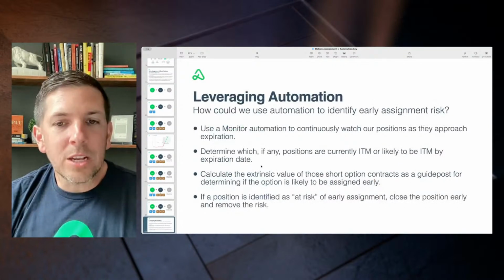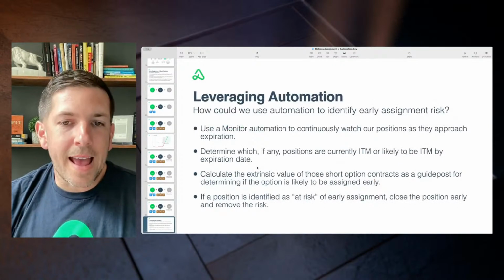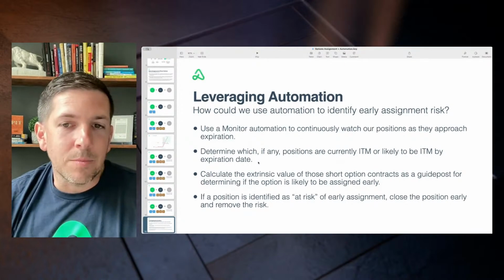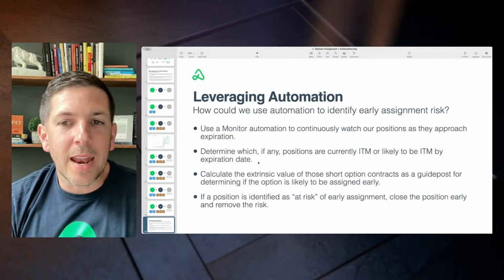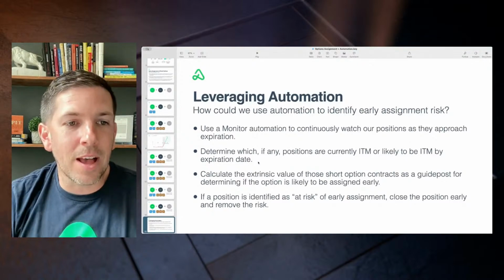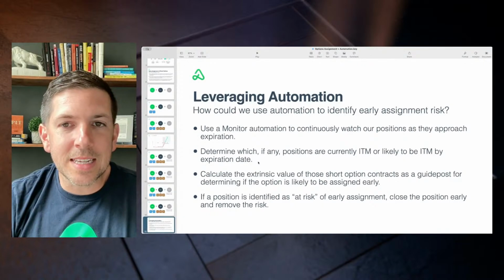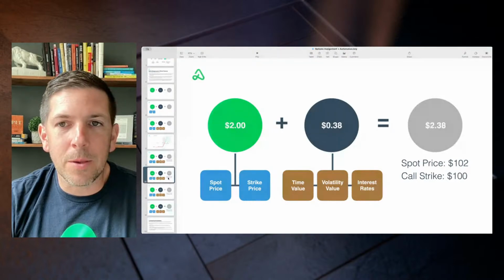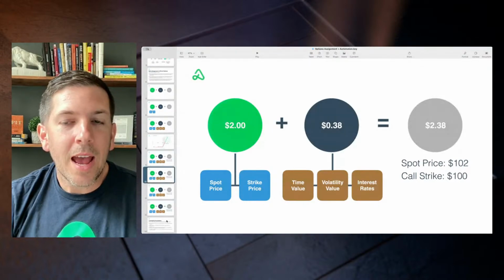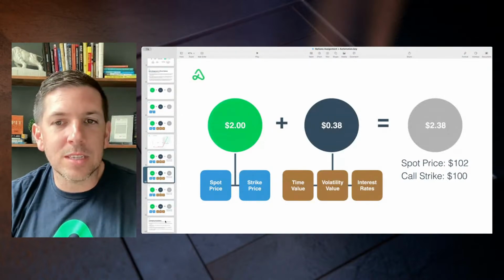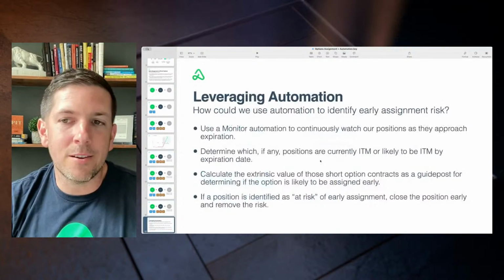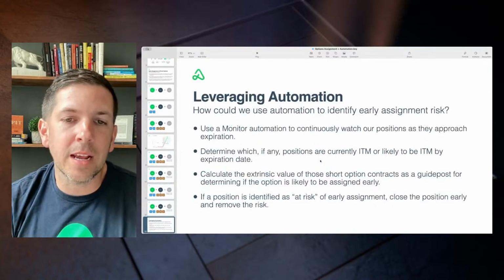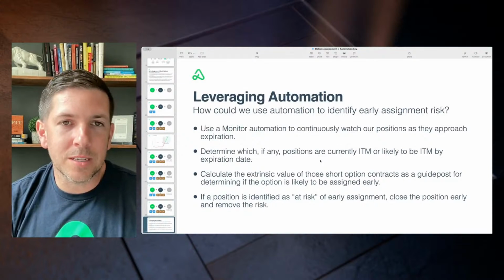The last thing that we can do is calculate the extrinsic value of those short option contracts. You can run a simple automation or a simple decision that calculates the extrinsic value. You can pinpoint this exact value right here. How much is this component? Or in this example up here, how much is this component here? And we can determine how much extrinsic value is left in a contract. You can then use this as a guidepost for determining if the option is likely to be assigned early.